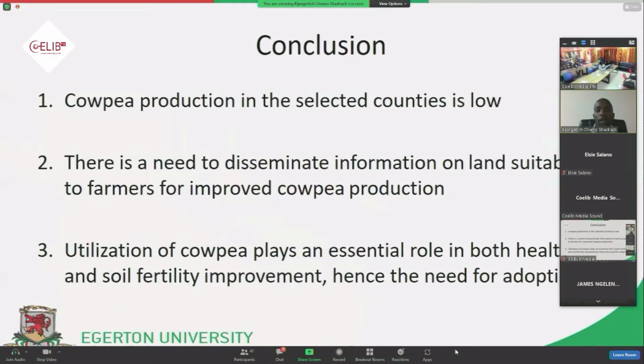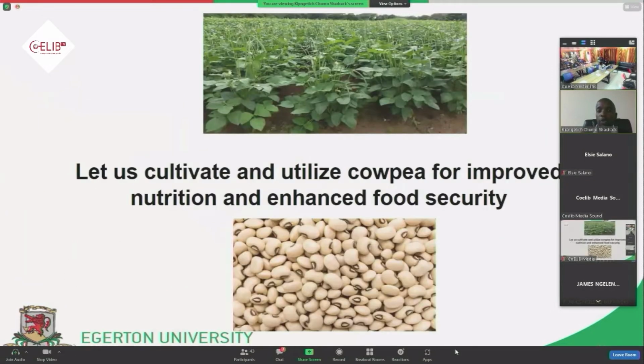In conclusion, cowpea production in selected counties is low. Therefore, there is the need to disseminate information on land suitability for improved cowpea production. In terms of utilization, it plays a very essential role in health and soil fertility improvement, and hence the need to adopt cowpea. So let us all cultivate and utilize cowpea for improved nutrition and enhanced food security.